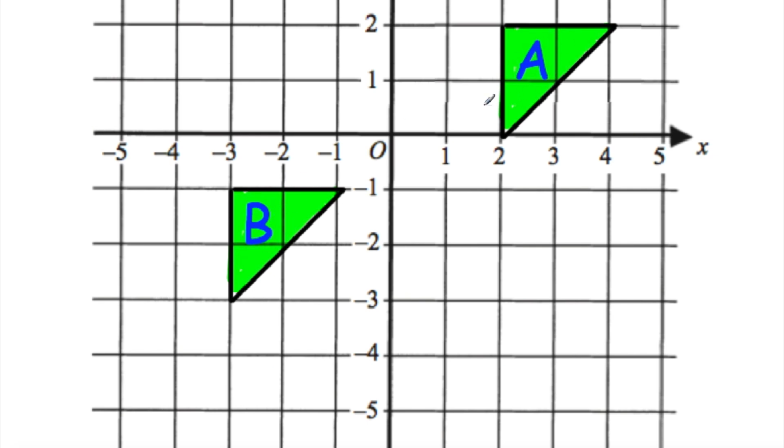So first of all, as you can see, these shapes are both right angle triangles, and they're both in the same orientation, so they're not being rotated or reflected or even enlarged, and one's not bigger than the other. So in terms of a transformation, we have had a translation. A has been moved or slid to get to B. So it's been a translation.